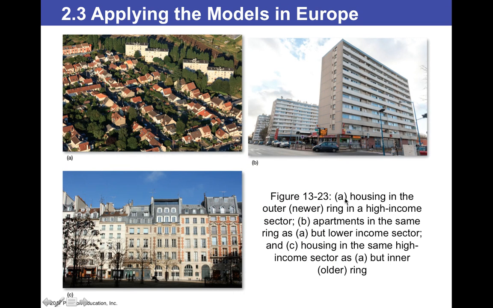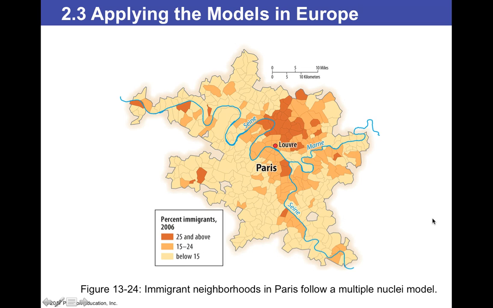So housing in the outer ring in a high income sector, apartments in the same ring, that is there and there. But lower income sector, housing in the same sector, income sector as, oh man, this is just very confusing for you probably. I'm sorry. I don't like this one. Let's move on. So back to this. This is much easier to understand.